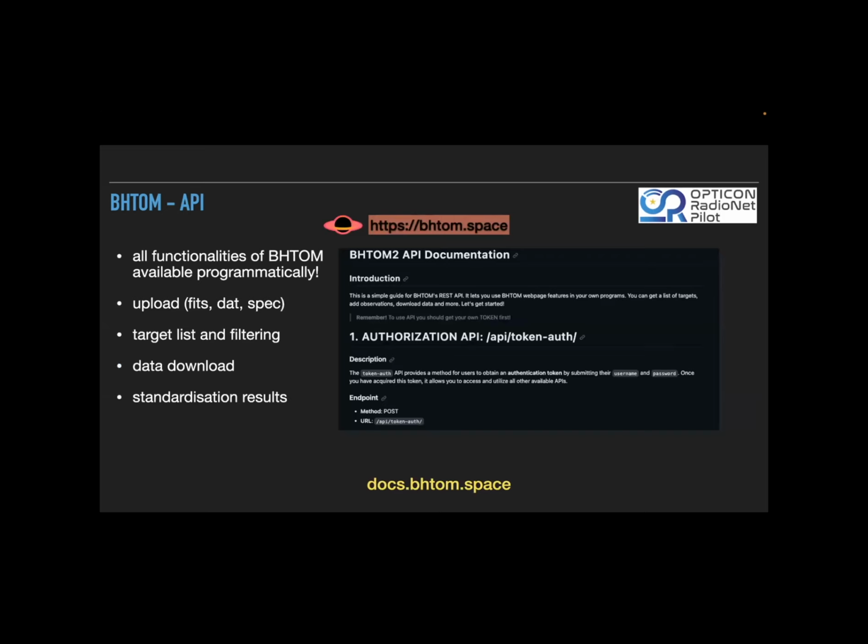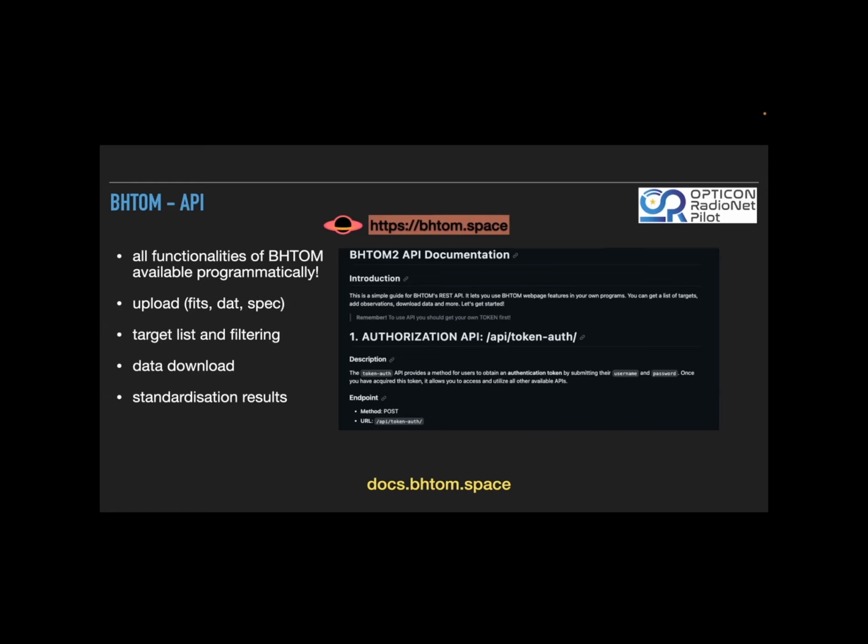There is, of course, an API. These days, you can't live without APIs. And because we want to talk with robots, ideally, we provide the API for both uploading of the feeds and data, spectra as well, and also for accessing the target list and filters. So if your robot, for example, wants to find out what target it should observe tonight, then you can query our system.